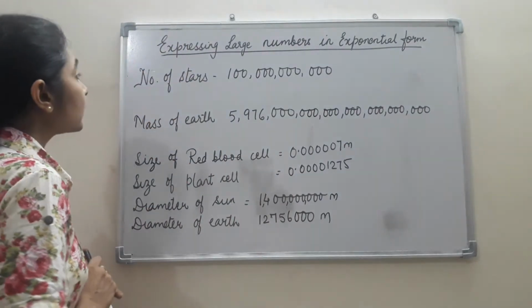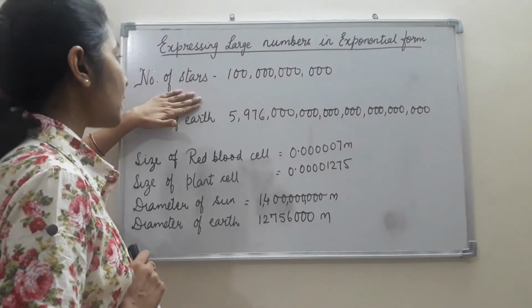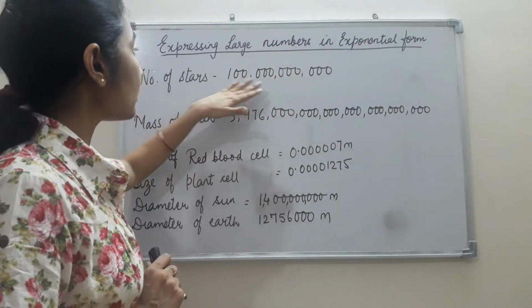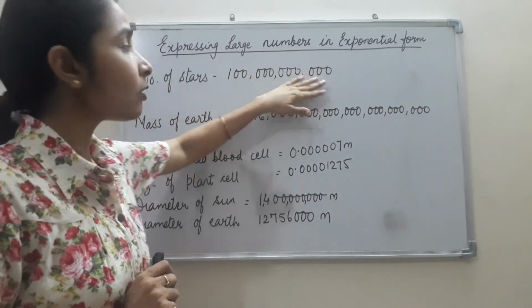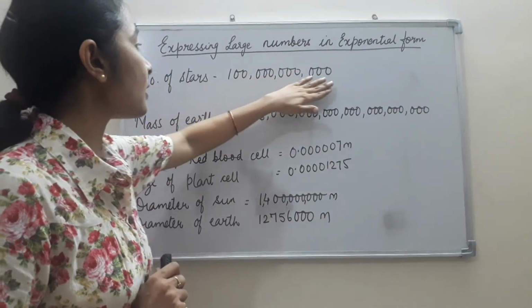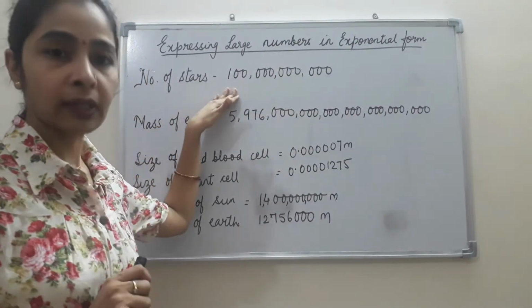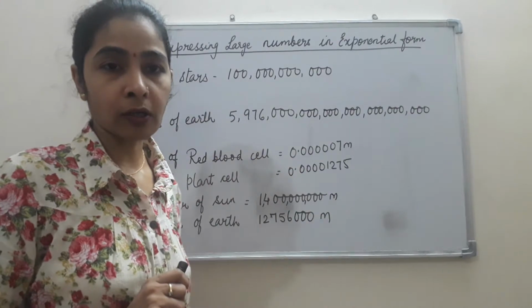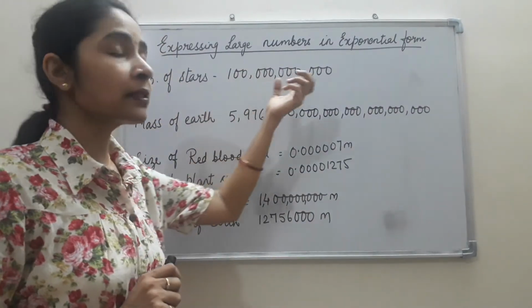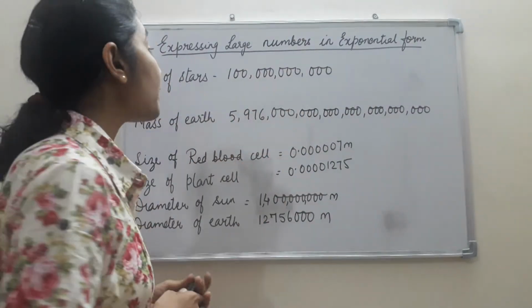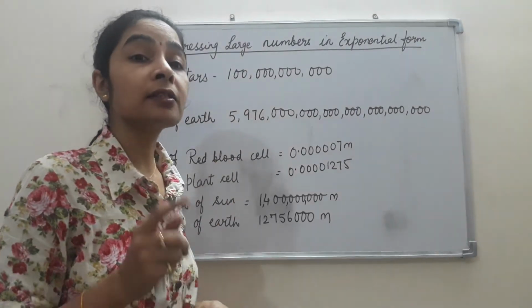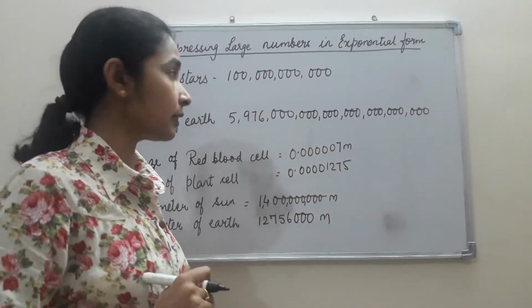Now, coming to the topic, number of stars. If I ask you how many stars are there in our galaxy, then these many stars are there. If I ask you to read this number, it will take you a long time, and moreover, it is not understandable for a person when you express it in this form. But instead of that, if I express it in the standard form, then it is easy to read as well as understand.